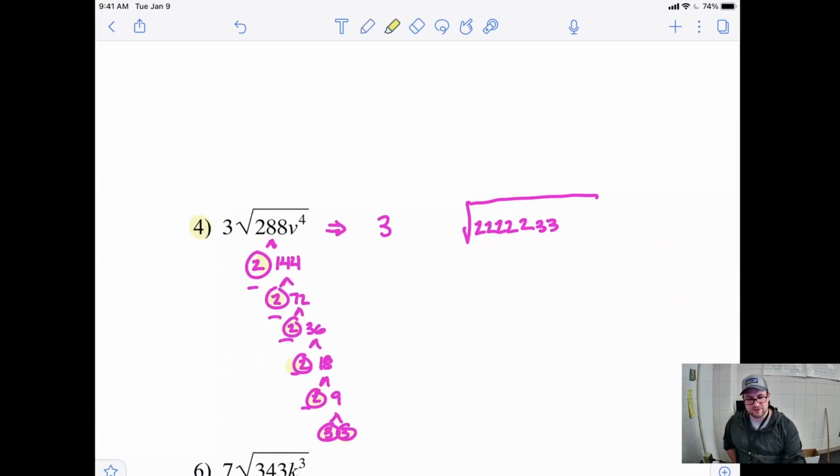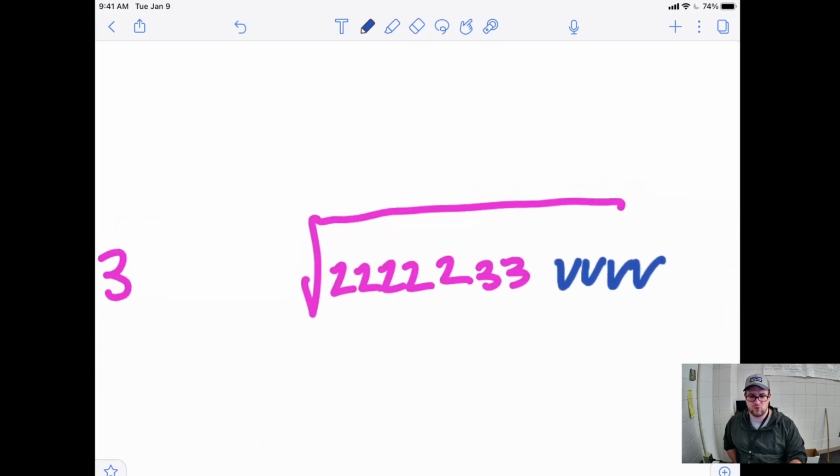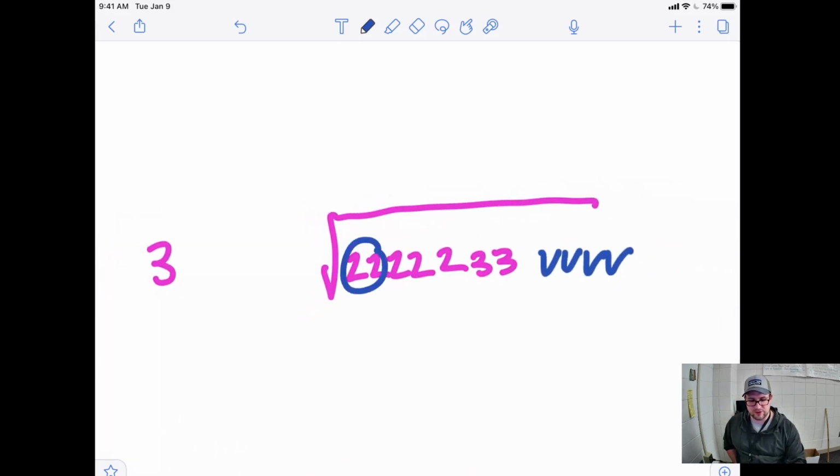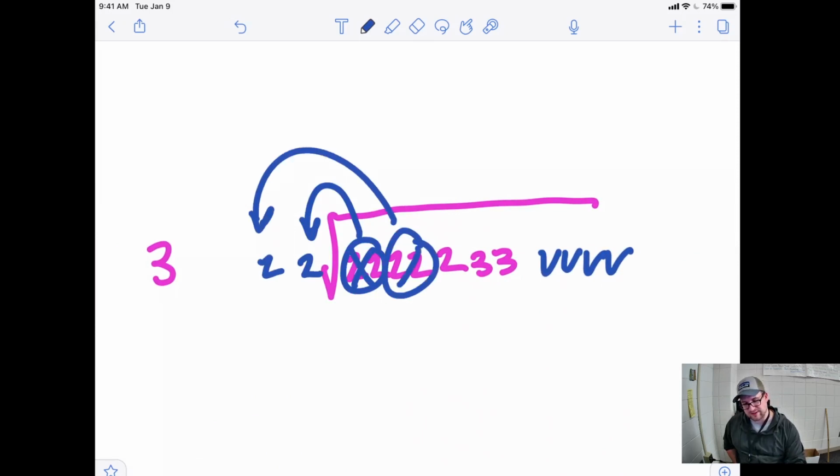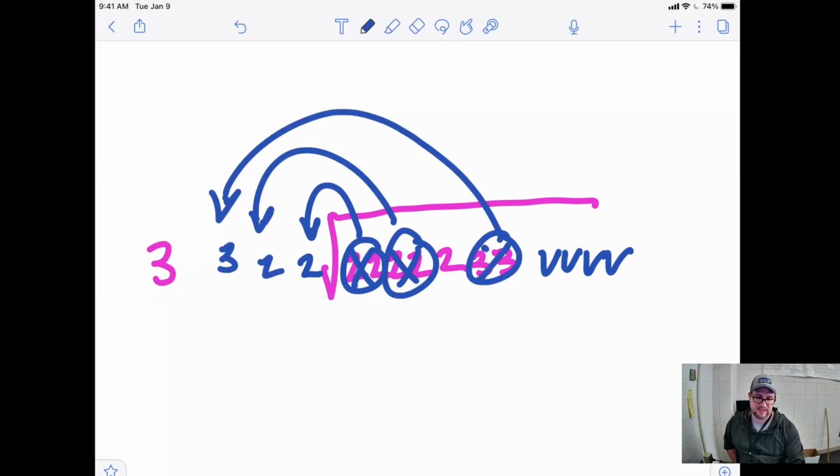Now, here's the little bit of a tricky part. When you got these 4 V's, you want to string those out too. So V, V, V, V is what that means. So once you get to this point, you do your 2 for 1s. You got 2 2s, you get a 2 on the outside, cancel those out. 2 2s, you get another 2 on the outside, cancel those out. 2 3s, you get a 3 on the outside, cancel those out.